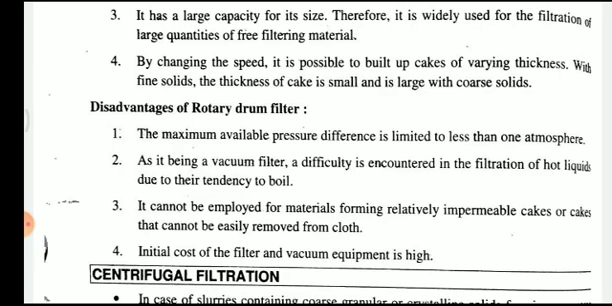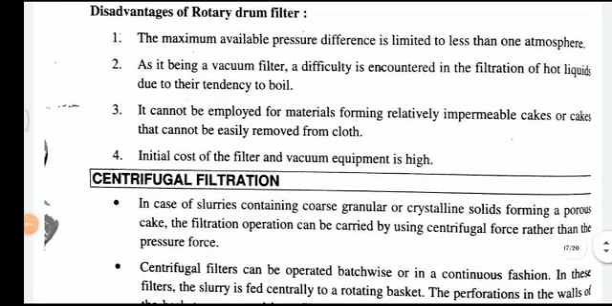It cannot be applied to materials forming relatively impermeable cakes, or cakes that cannot be easily removed from the cloth. Then the initial cost of the filter and vacuum is high. So in the next part we will discuss centrifugal filtration.